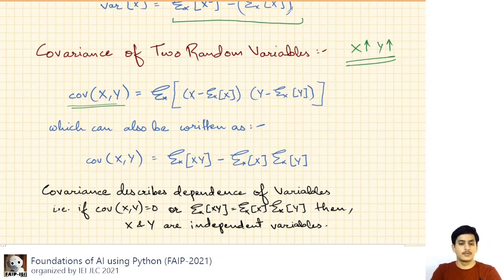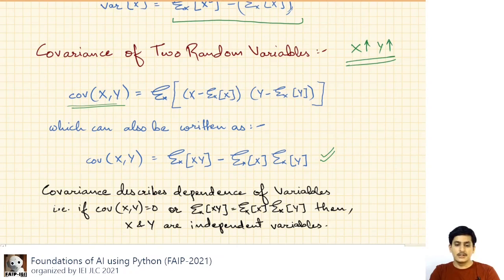Okay. So the covariance of x, y can be written as the expectation of this complete expression, which has two factors: the first one is x minus expectation of x, and the other one is y minus expectation of y, which can also be rewritten as this, and this is fairly easy to compute with a computer. Covariance of x, y equals the expectation of xy minus the expectation of x multiplied with the expectation of y.